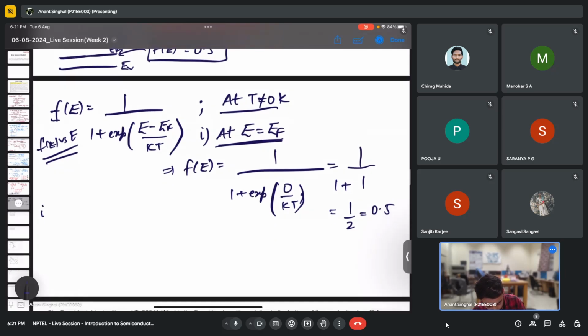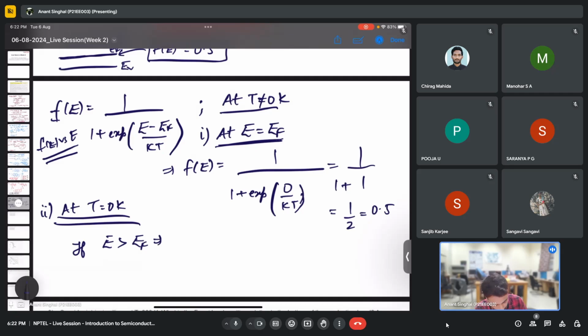And if I say at T equal to 0 Kelvin, now there can be two cases, either E will be greater than Ef or E will be less than Ef. If E is greater than Ef, Fe will be 1 upon 1 plus exponential. First of all, I'll have a 0 in the denominator, and E is greater than Ef, so this particular term will be positive. Positive something over 0 will be plus infinity. So what I can write is 1 over 1 plus positive infinity.